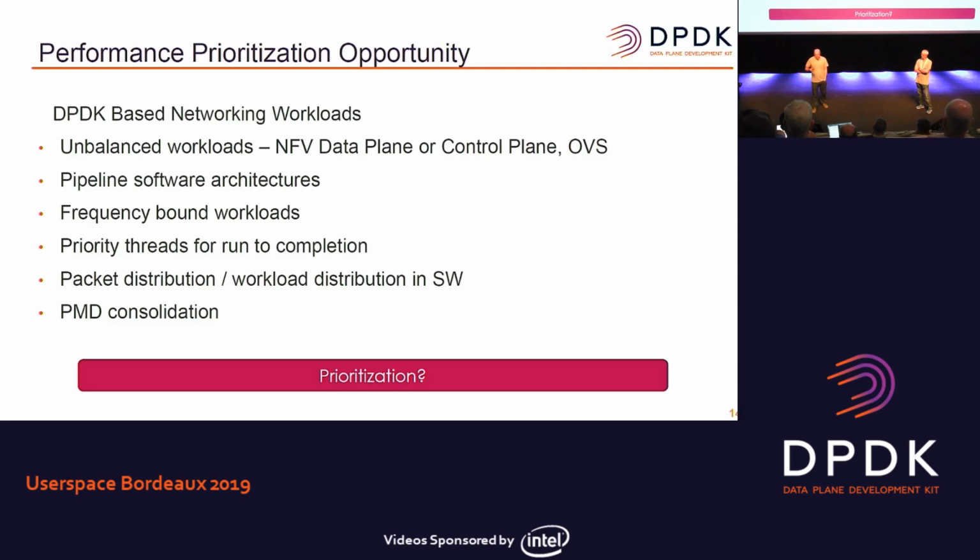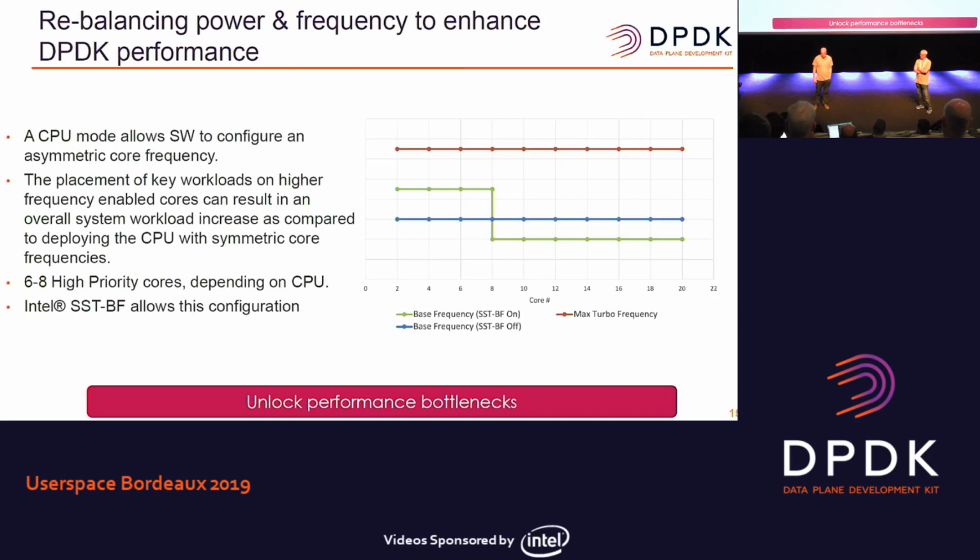So it brings us to the question of prioritization and the benefits of that performance in these types of scenarios. So what we looked at was how do we rebalance the power and frequency to get more out of DPDK workloads? And what you see on this graphic is the blue line is where a CPU will start today. It will come up with a uniform frequency, pick 2.3 gigahertz. And you look at the green line. So we created this mode that allows you to have some cores running at higher frequency, trading off the power within that CPU on the lower cores.